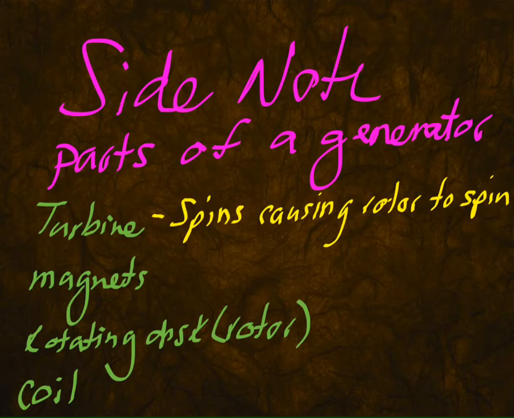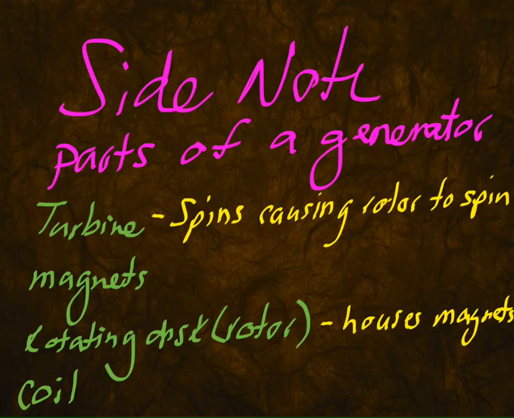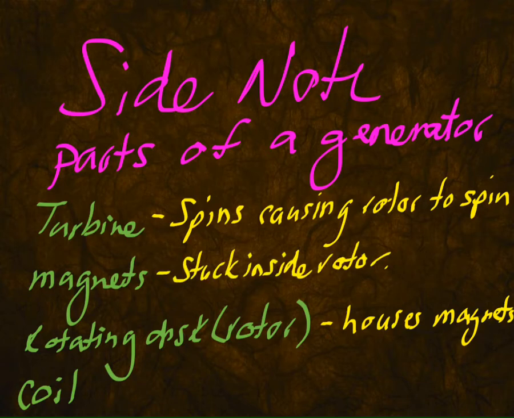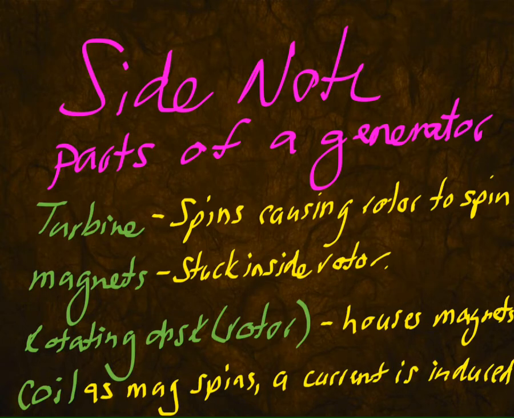So the turbine is the part that spins, and as it spins, it causes the rotor to spin. And the rotor has magnets inside of it, whether it's electromagnets or permanent magnets. Then you've got the coil, which basically, as the magnets spin, a current is induced. So you want to go back and check out electromagnetic induction to find out what that is like. But when you use a magnet and you switch the poles, or you change the direction of the magnetic field, which is the same thing as switching the poles, or if you make it stronger or weaker, you're going to get electricity induced. Okay, so that's my side note.